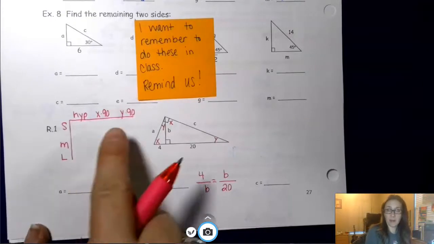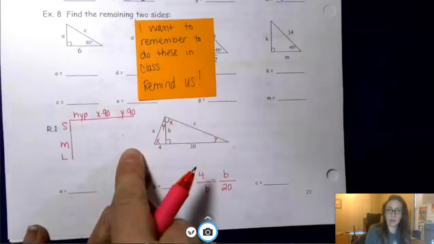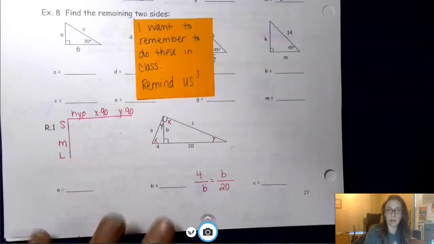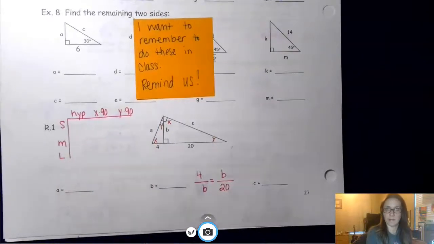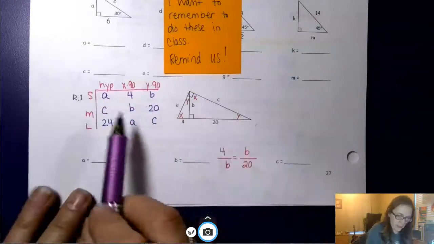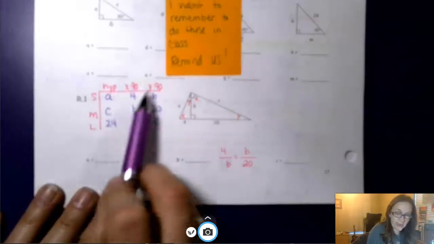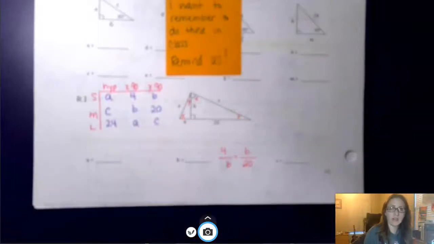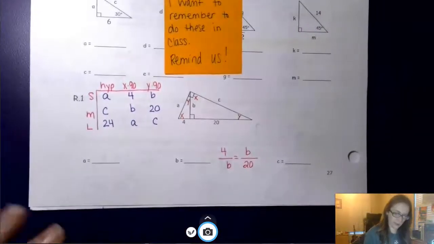I'm going to pause. I'm going to go ahead and create the rest of my chart real quick. So if you want to do that piece, you can as well, but I'm going to pause and create it, and then I'll be back to show you. If you created something similar to this, if you use the same x's and y's, notice that I have the 4 over b over 20 set up for me in my chart. So if I don't have the rule memorized, I can use that chart.